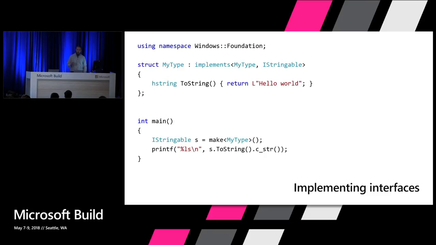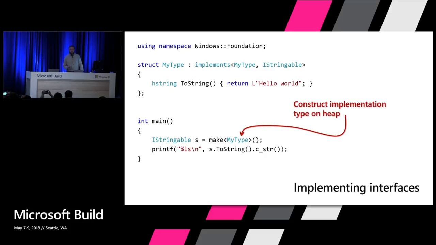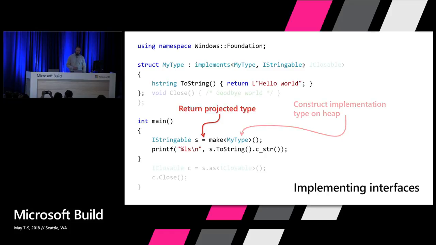If you want to go and create one of these, we need to call the make function template, and that bridges the gap between the implementation and the projection. So make will construct the implementation type on the heap, and then return the projected type. And we have a set of other, running out of time, so I'll make this brief, but we have a set of implementation helpers, make_self, get_self, and many others that'll help you to bridge that gap for more interesting scenarios. And it's all documented online now as well.